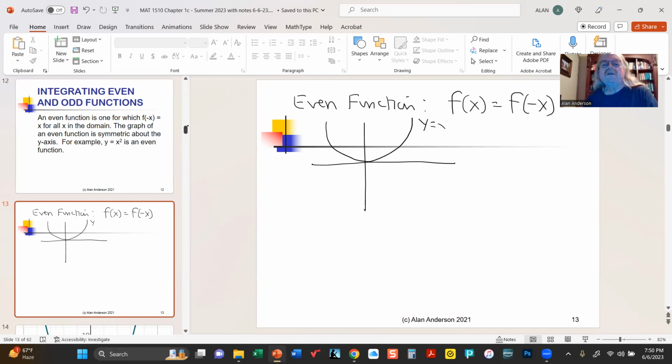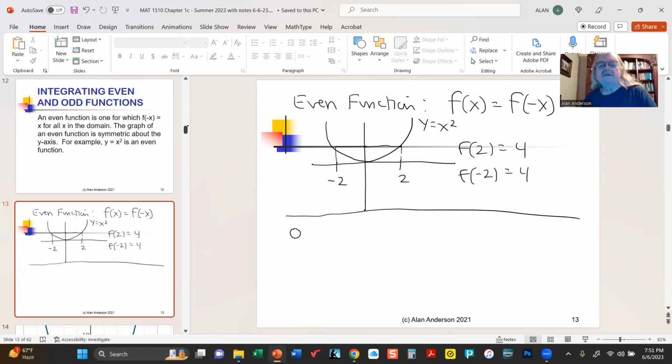This is the function y equals x squared. So let's just say I pick 2 points at random, 2 and negative 2. In both cases, y is equal to 4. So in other words, f of 2 is 4, f of negative 2 is 4. And you can see that's clearly going to be the case no matter what x I choose. So therefore, this is an even function.